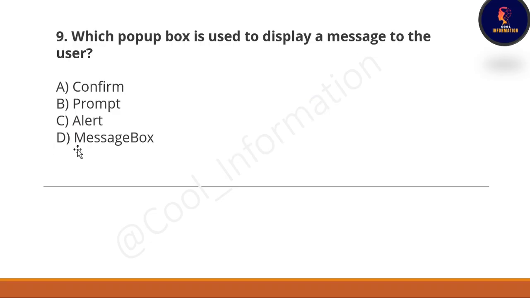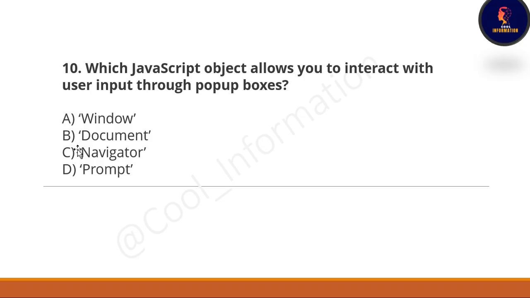Moving to the next question, which pop-up box is used to display a message to the user? Is it confirm, prompt, alert or message box? Correct option is option C. Alert is the correct option. Next question, which JavaScript object allows you to interact with the user input through a pop-up box? Is it window, document, navigator or prompt box? Correct option is option D. It is prompt box.